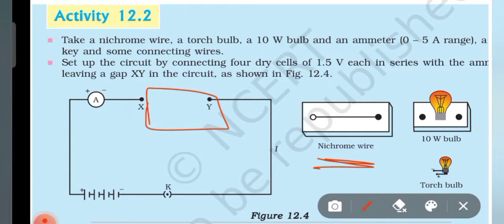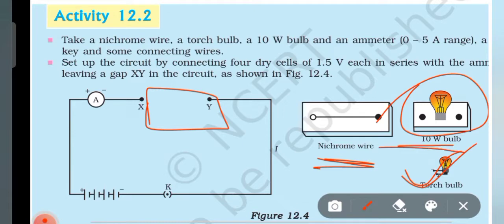with the torch bulb in the circuit. You put the torch bulb here in the circuit and find the reading of the ammeter again. This is the next step. And in the third step, you have to repeat this setup with a 10 watt bulb, replacing the torch bulb with the 10 watt bulb.